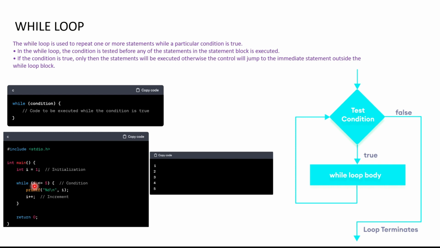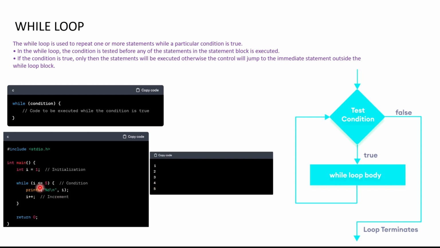Now the value of I is 3. 3 is less than or equal to 5. Again, the condition is true. So 3 gets printed, and the value of I is incremented again. Now the value of I is 4. 4 is less than or equal to 5. Again, the condition is true. So therefore, 4 gets printed.